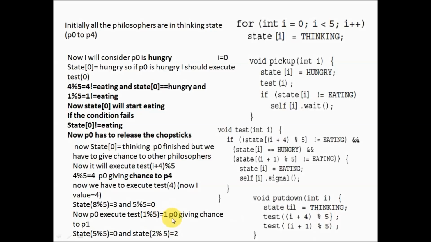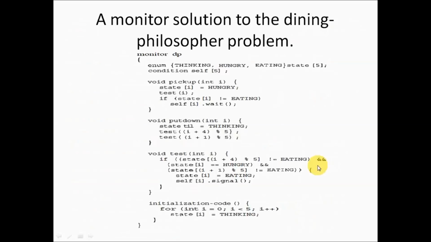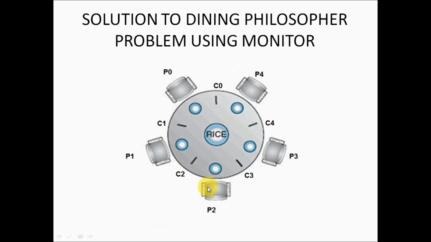1 modulus 5 is what? 1. Now test, it will go inside the test. What is the value of i here now? 1. The i value is changed from 4 to 1. You know that. 1 plus 4, 5 modulus 5 is what? 0. For P1 to eat, P0 should be free. So I should check whether P0 is not eating or not. For P1 to eat, I am checking P naught.